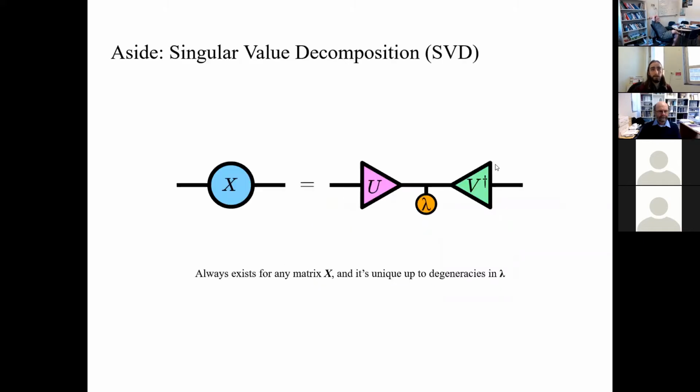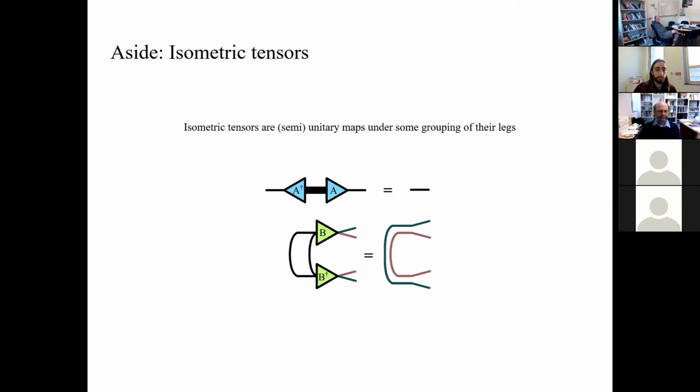A useful application of isometries is in the singular value decomposition, or the SVD. Jordan, I have a question. What was the other picture on the previous slide? This one? Can you explain that one, please? So this is an example of two isometric tensors being contracted to an identity. In tensor network diagrams, you're allowed to bend things however you like. So this is really just equivalent to the last.